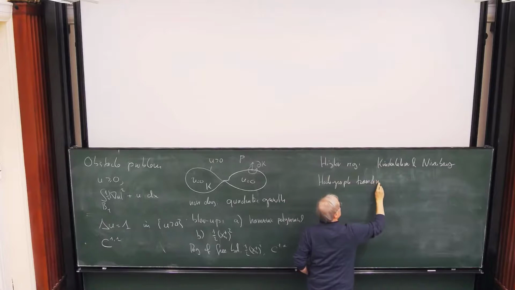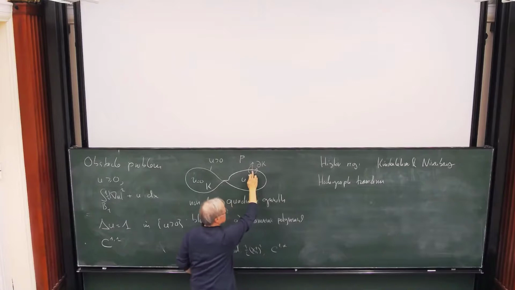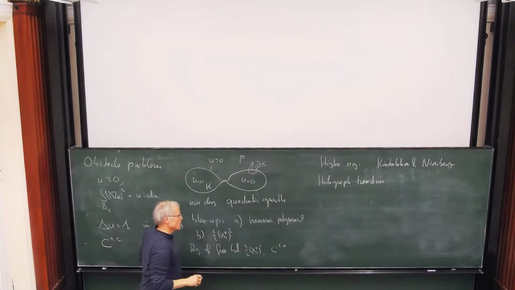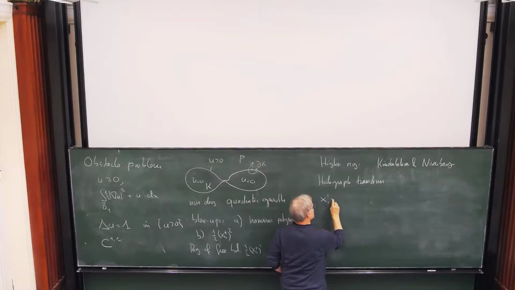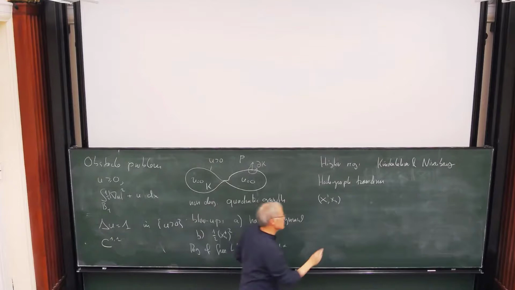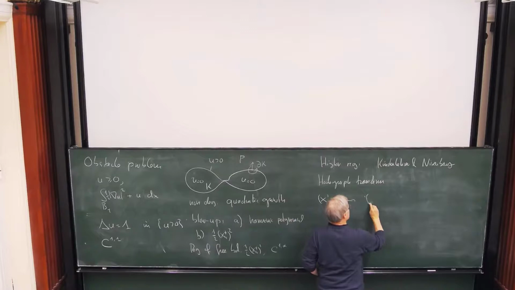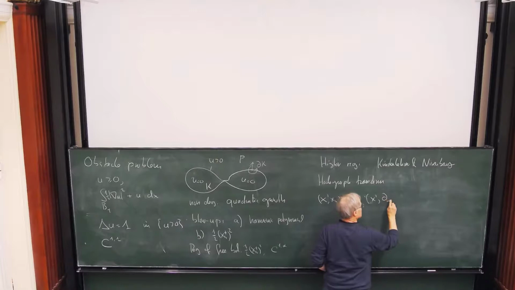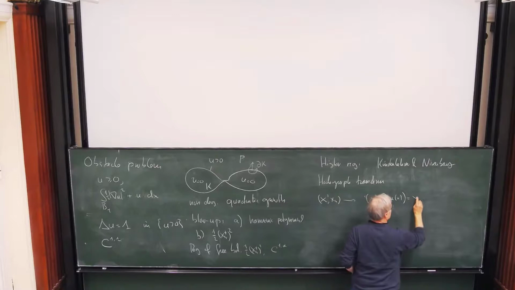So what do we do here? Now we suppose we are on this point so that the second vertical derivative doesn't vanish. And then we map x prime, xn. I want to distinguish the variables. We map this to x prime, and here we take the vertical derivative of u of x, and we call this variable y.